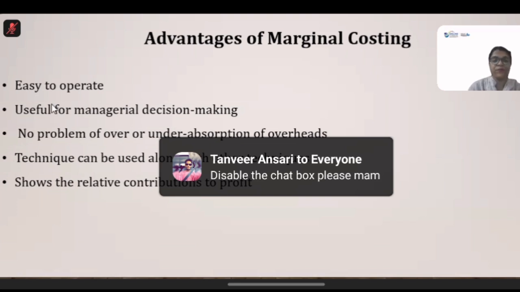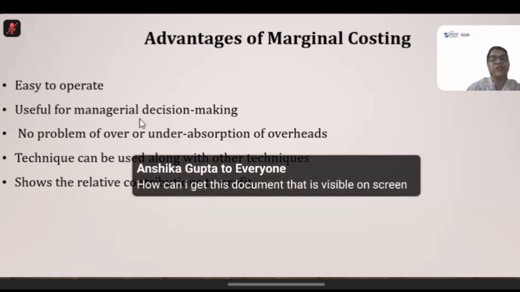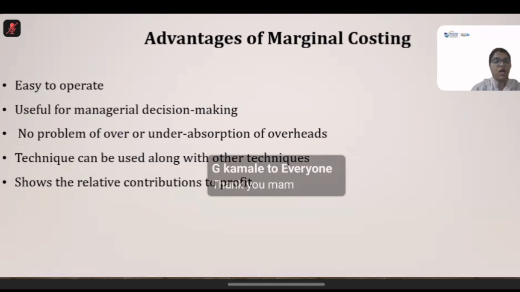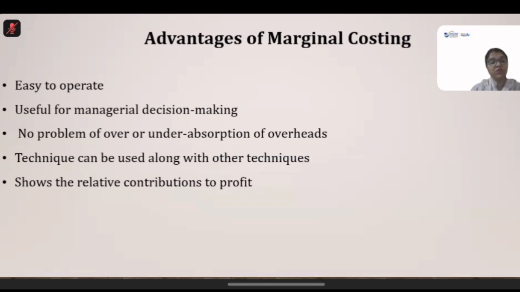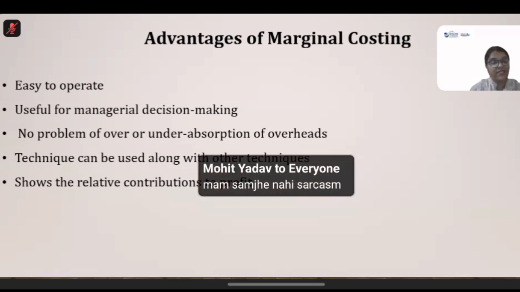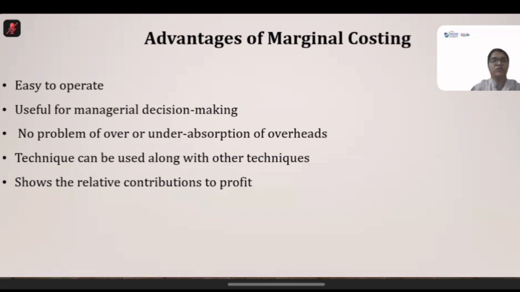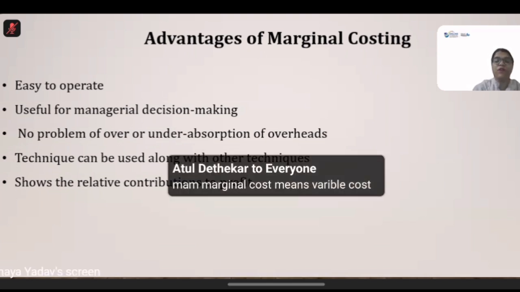Now the next advantage is that it is useful for managerial decision making. Marginal costing, students, provides you a clear insight into what the variable cost is and what the contribution margin is, which is very useful for short-term managerial decisions. जैसे कि आपको pricing decision लेना है, make and buy decision लेना है. अब make and buy decision क्या होता है हम आगे पढ़ने वाले हैं, but I tell you in short. Make मतलब आप खुद बनाओगे कंपनी में वो product. Buy मतलब you are purchasing it from outside. So these decisions you can easily take with the help of marginal costing.